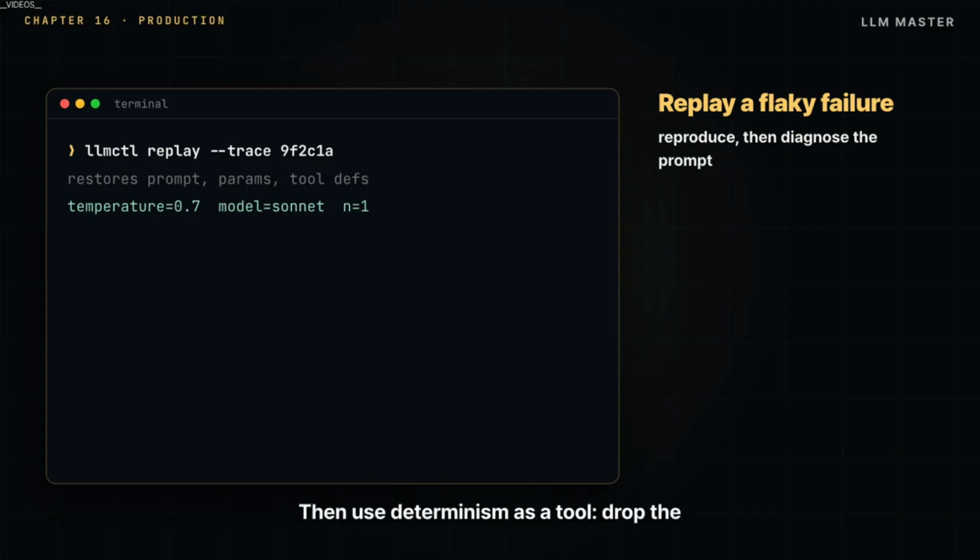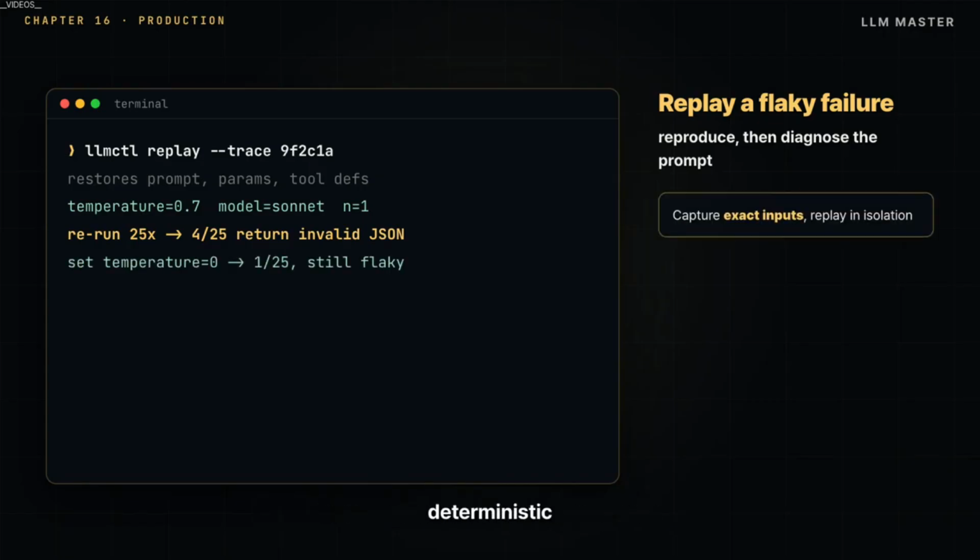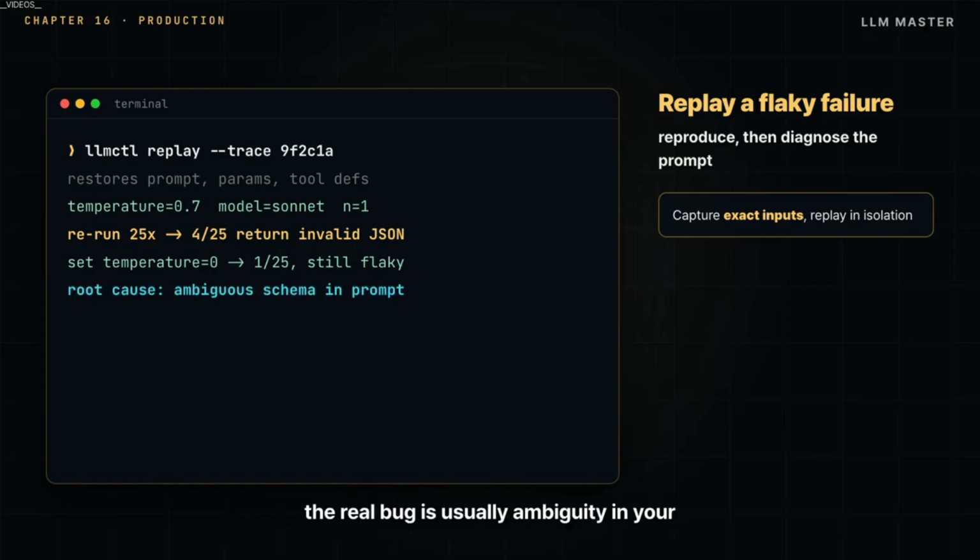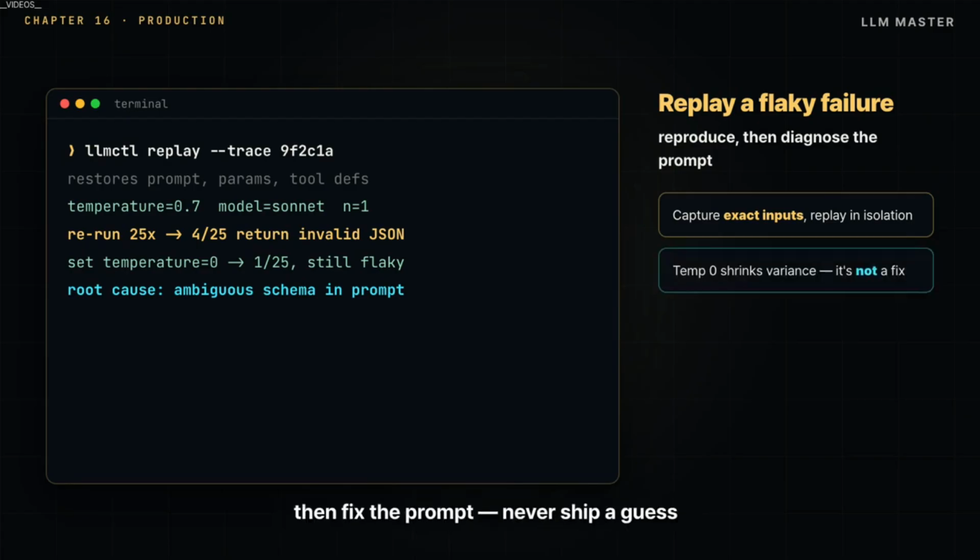Then use determinism as a tool. Drop the temperature toward 0 to shrink the variance. But here's the honest part. Even at temperature 0, most hosted models aren't perfectly deterministic, so you may still see the odd flake. That's a clue, not a dead end. If lowering temperature nearly fixes it, the real bug is usually ambiguity in your prompt or schema that the model resolves differently under sampling. Reproduce first, then fix the prompt. Never ship a guess against a bug you can't trigger on demand.